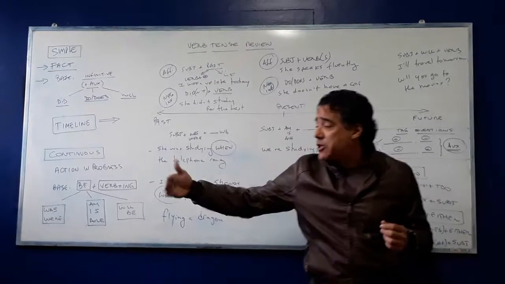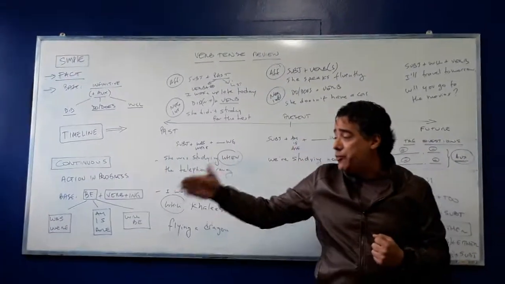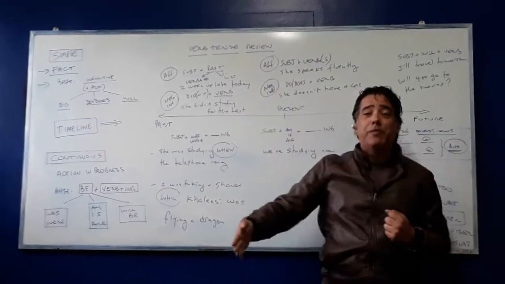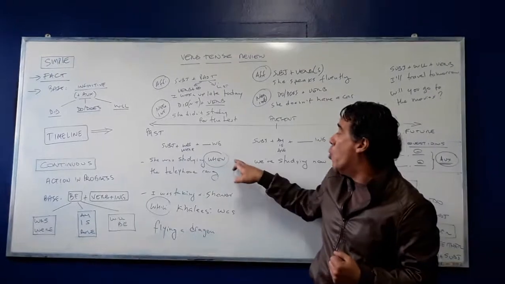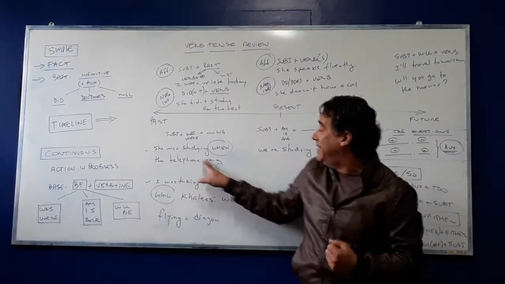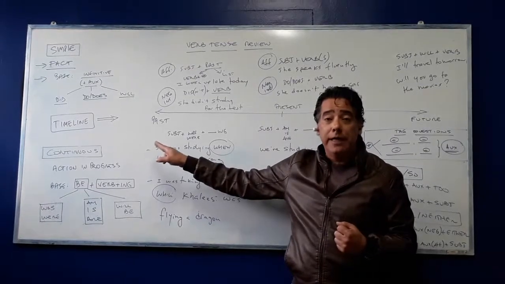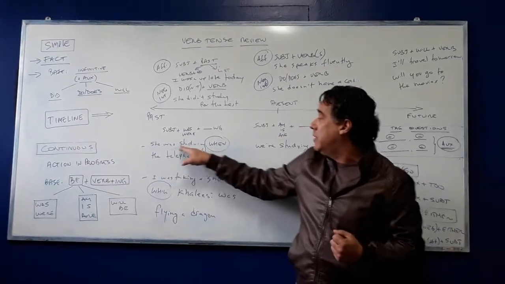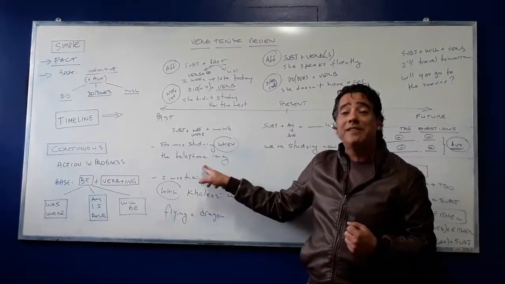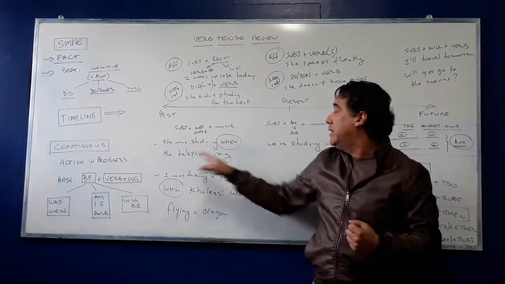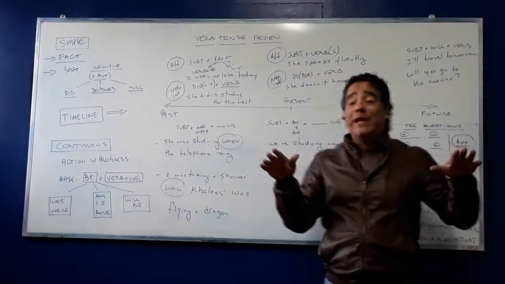So you have an action in progress in the past and you have two situations. An action in progress in the past interrupted by another past action. For example, she was studying when the telephone rang. This action here interrupted this action here. Yes? So the primary action is in the past continuous. The secondary action is in the past simple. So she was studying when the telephone rang. I was taking a shower when the lights went off.